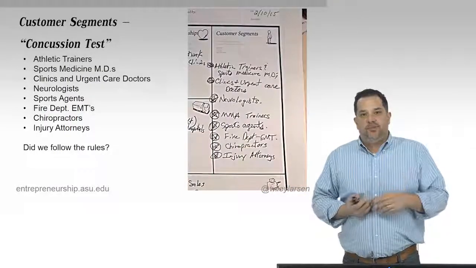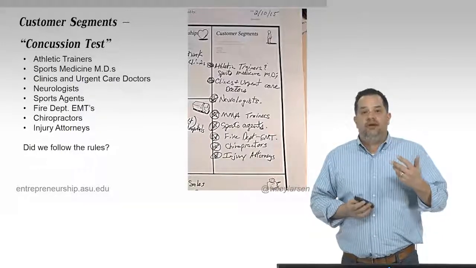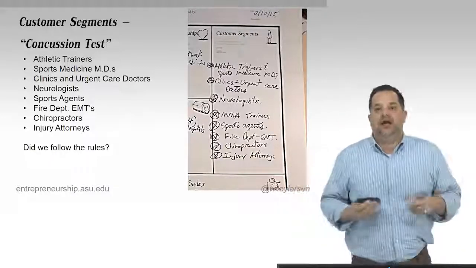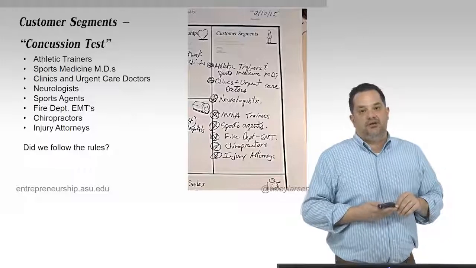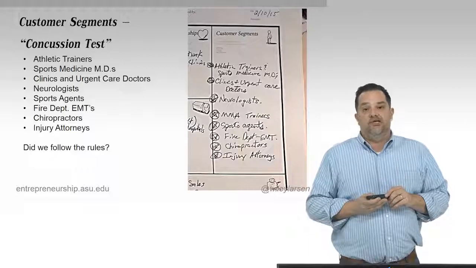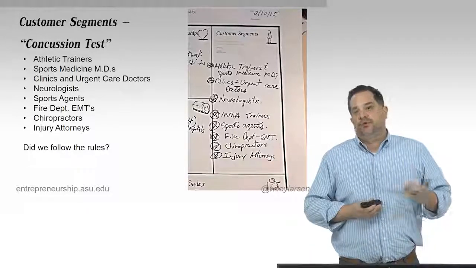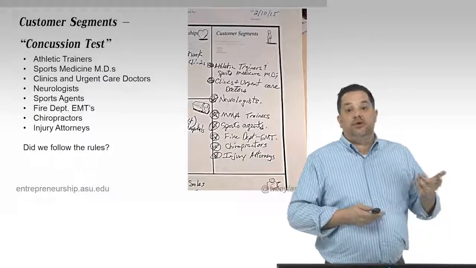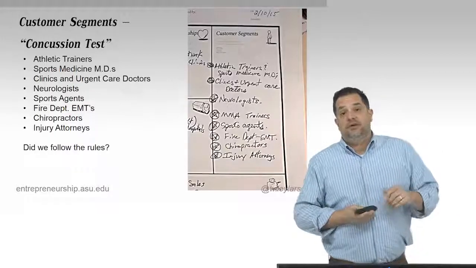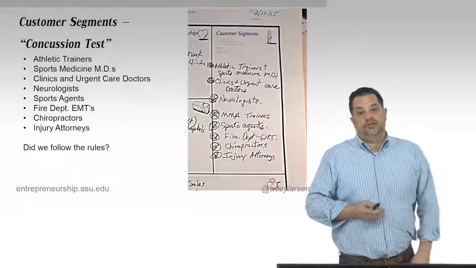Another startup that I'm pretty familiar with is a concussion test. As we thought about who would be the customers for a technology that would allow you to diagnose a concussion, we wrote down a bunch of different titles of people who might want to use that concussion test. We started with athletic trainers, obviously, sports medicine doctors, clinics and urgent care doctors, neurologists, sports agents might want to use a concussion test, EMTs at a fire department, chiropractors, and even injury attorneys.